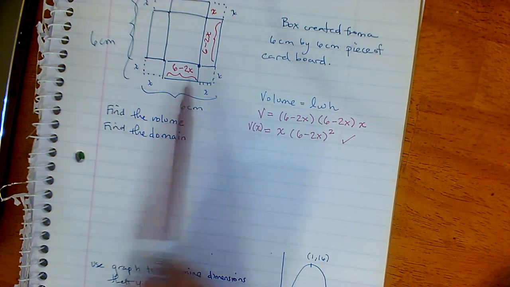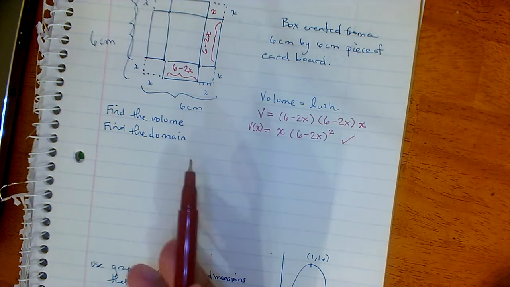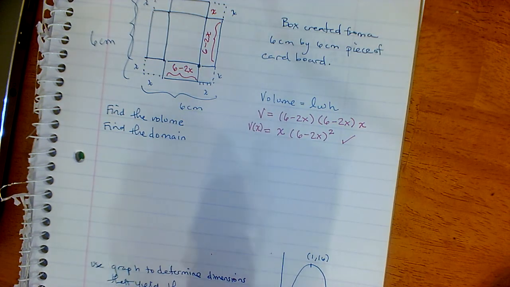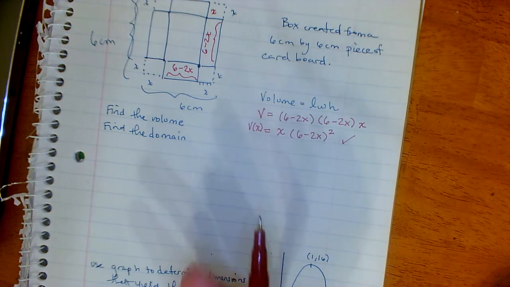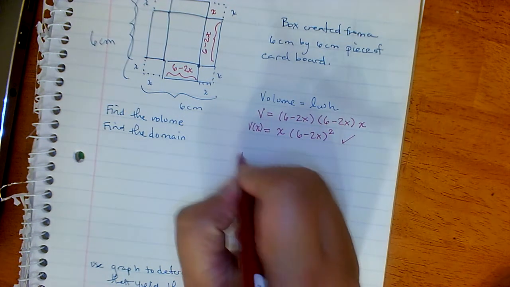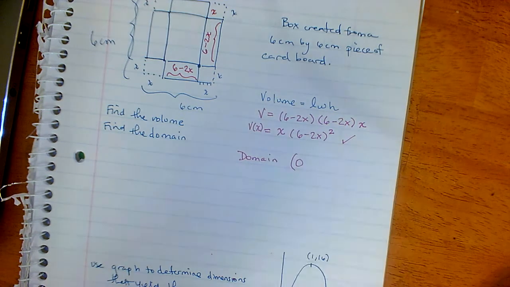I can't cut out negative 5 centimeters from this piece of cardboard. So I have to have something that is bigger than 0, because I also can't cut nothing away, because then I can't fold up this box. So my domain can be close to 0. I can cut away 0.0001 centimeters of that box and still be able to create a box theoretically.